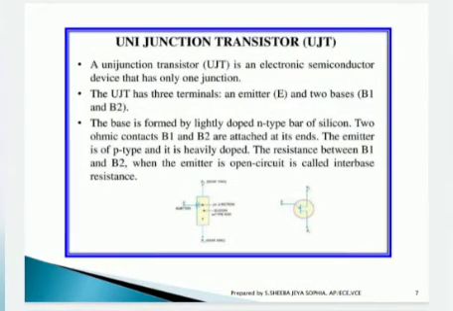As we have said earlier, UJT, Uni-Junction Transistor, is an electronic semiconductor device that has only one junction with three terminals, namely an emitter and two bases B1 and B2. The base is formed by a lightly doped N-type bar of silicon. Two ohmic contacts B1 and B2 are attached at its ends. The emitter is of P-type and it is heavily doped. The resistance between B1 and B2 when the emitter is open circuit is said to be the inter-base resistance, which is an important question that will be frequently asked from this topic.